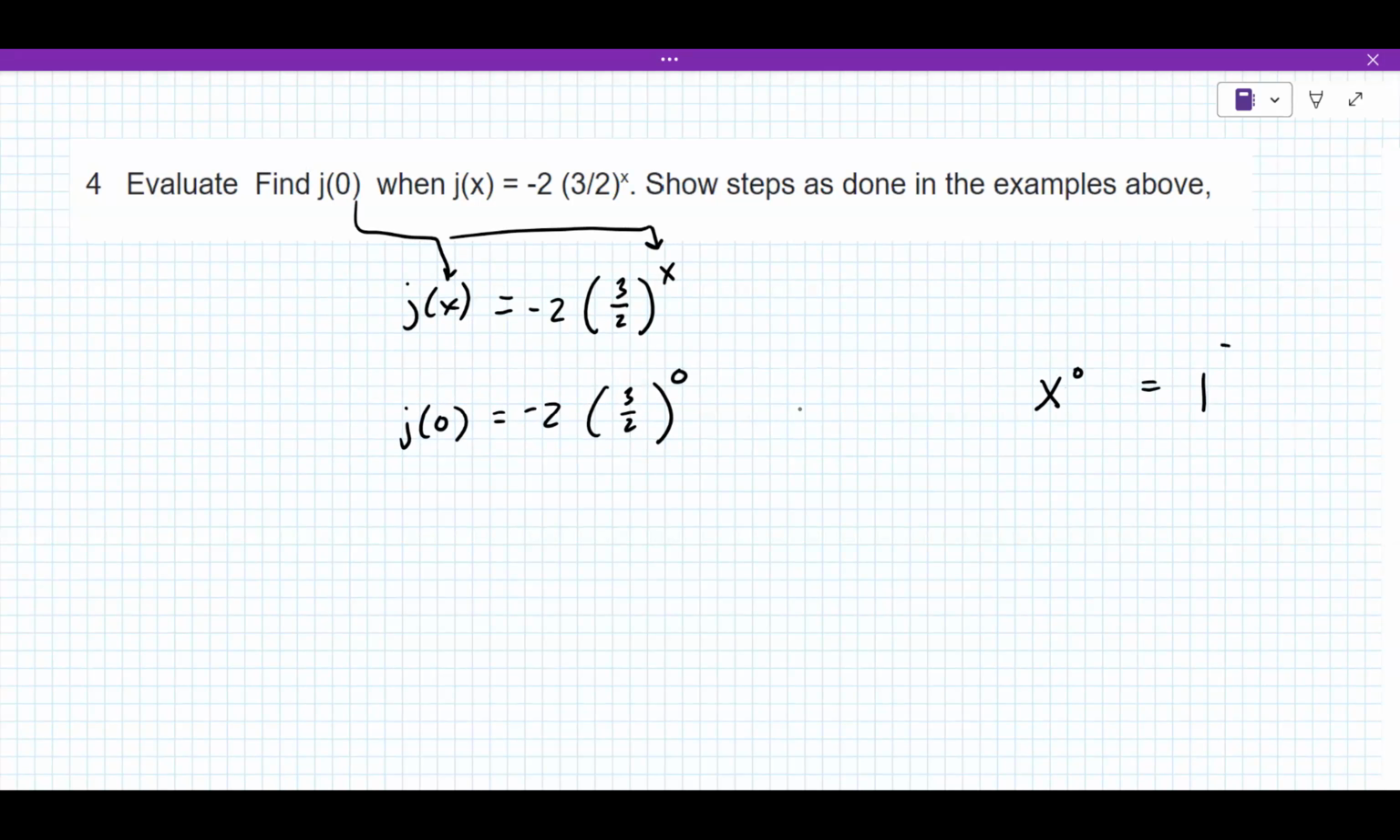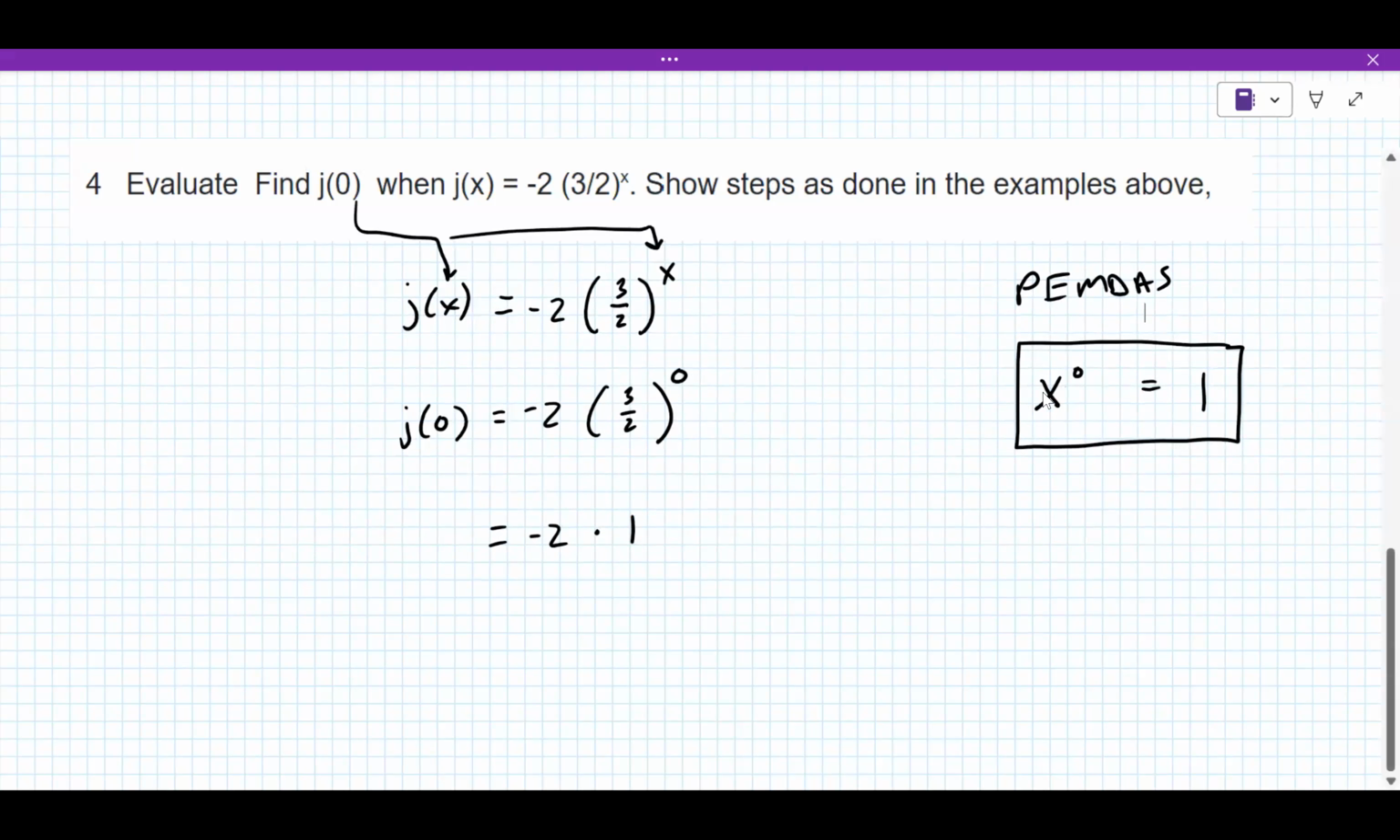I think I heard it last year. Okay, there's a bunch of exponent rules to remember. This is one of many. That means that this 3/2 to the power of 0 is just 1. So when we're doing PEMDAS, it's still going to be just 3/2. No, the 3/2 is the x. X represents whatever's underneath. Oh, okay, I got confused for a second. So this whole thing, 3/2 to the power of 0, becomes 1. So -2 times 1 is -2. That would be our answer. That's it.